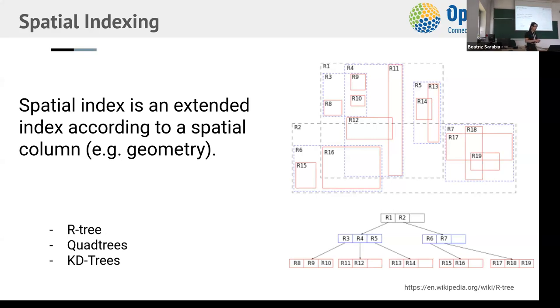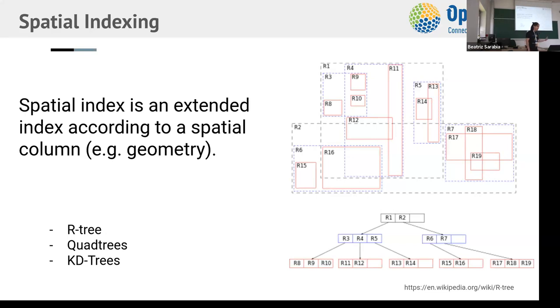Okay, so let's jump into vector data. Before vector data, I want to talk about spatial indexing, because I received some complaints that I didn't explain spatial indexing before, and it's hard to understand.